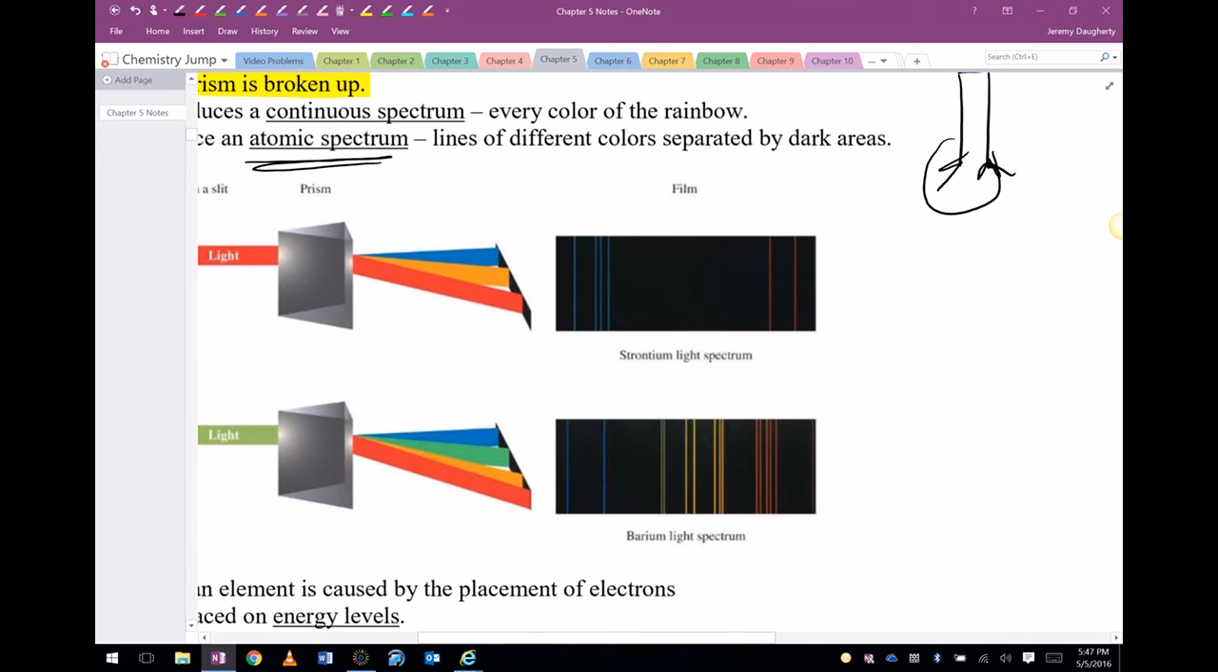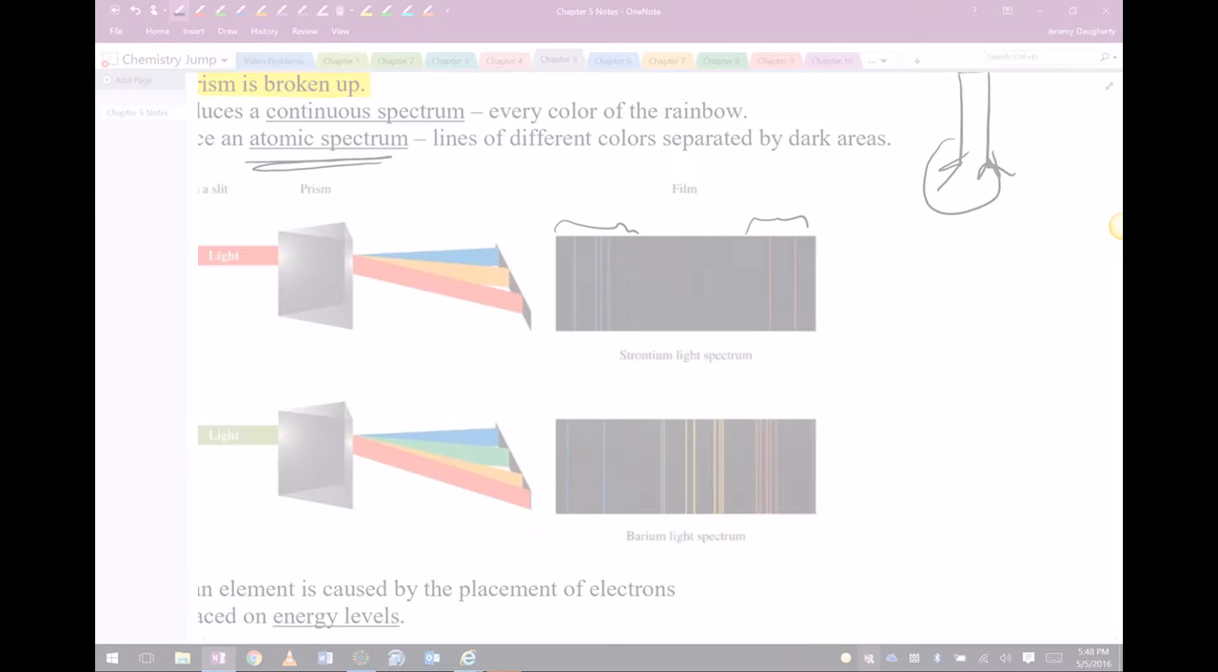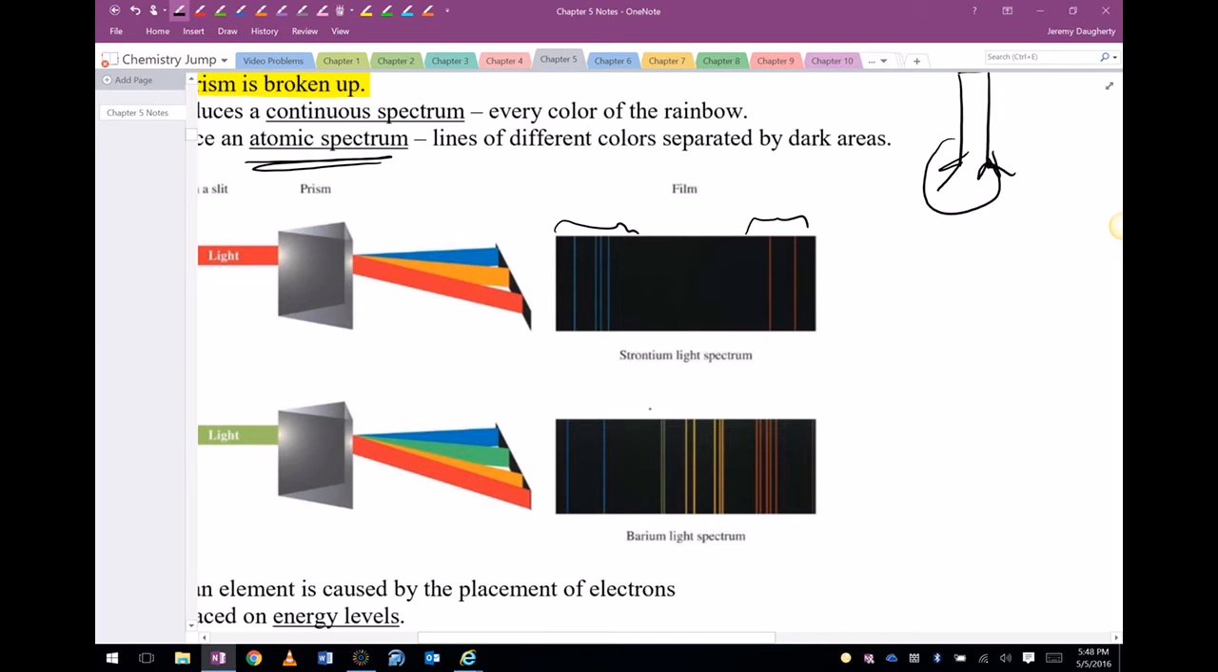Here's strontium. When they heat strontium up, and strontium is one of the chemicals that you will use in the lab, and they spread that light out through a prism, they'll get these very distinct waves, very distinct colors. Strontium always gives that off, and guess what? Nothing else gives that off. Same thing here with barium. It's more of a green light, but still the same thing. It's broken up into these wavelengths.